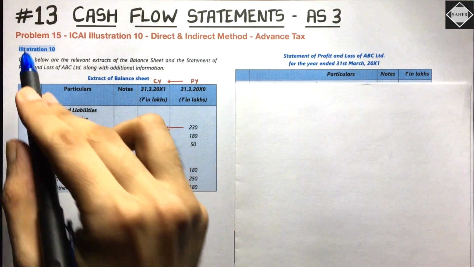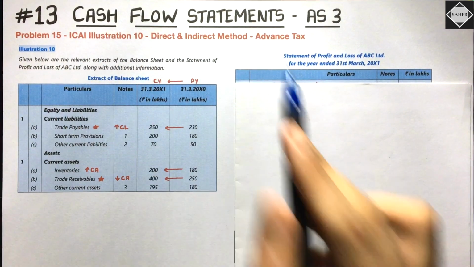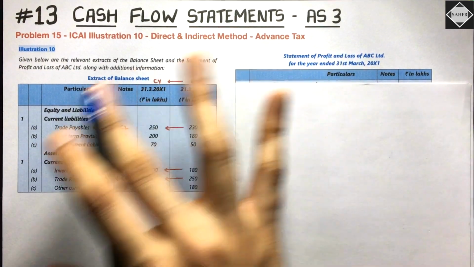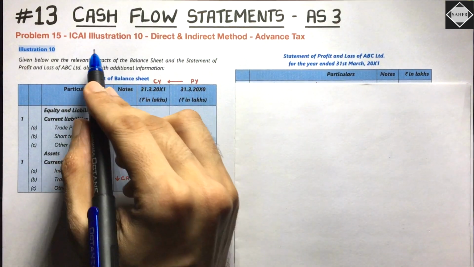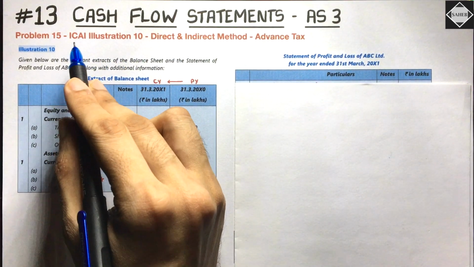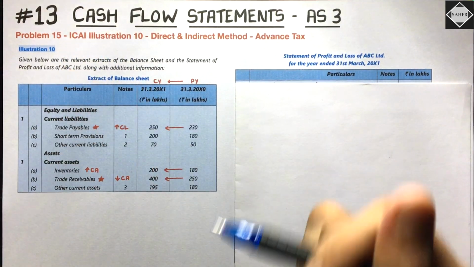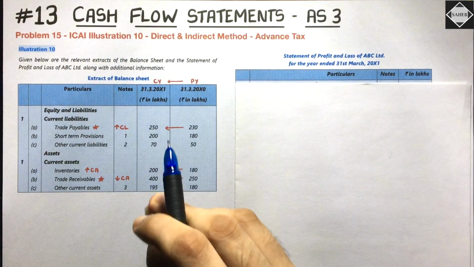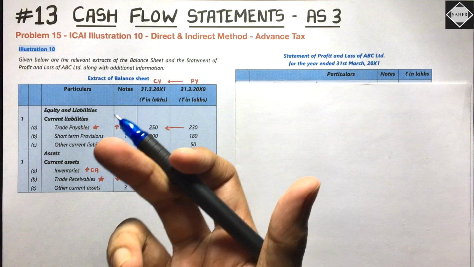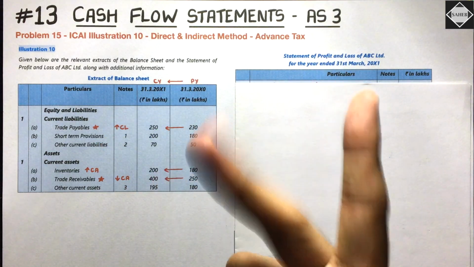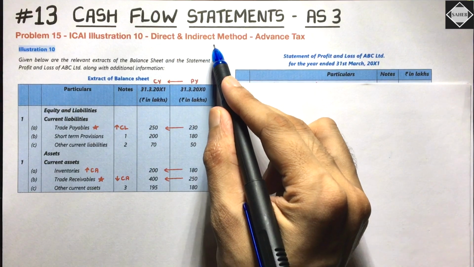Today in this 13th video of the cash flow statement chapter, we are going to solve the 15th problem of our series. But this question is actually Illustration 10 from the ICAI study material, okay? And the special thing about this question is that here they have asked us to calculate cash flow from operating activities only, but by both methods, direct as well as indirect method.